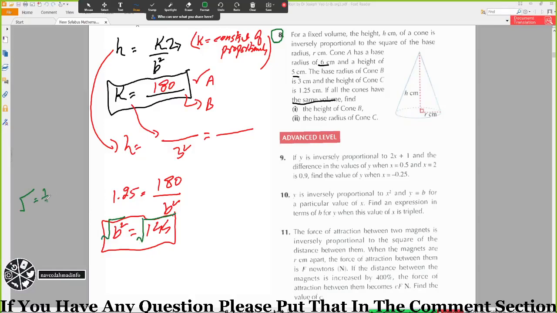So above, if instead of the square root symbol you put the value 1 divided by 2, then this will cancel with the 2 and you will get b to the power 1. So b will come over here. So your base radius, this square will cancel out by this square root.